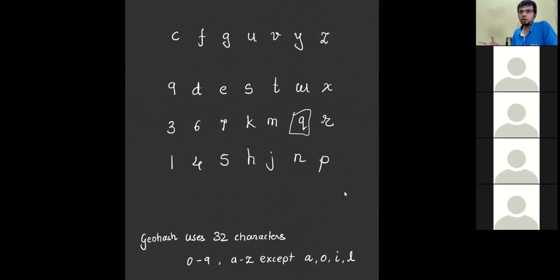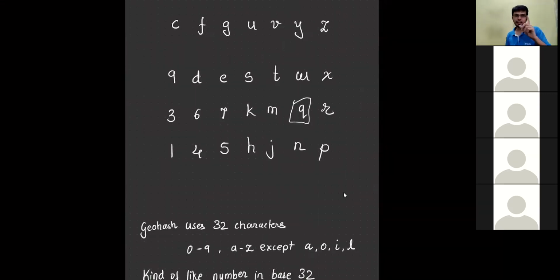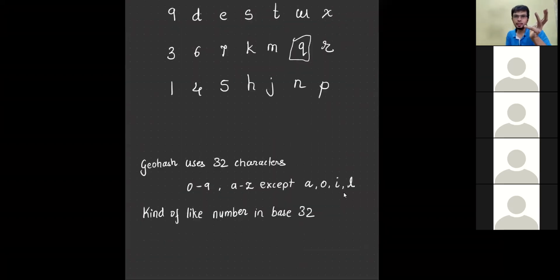Instead, what actual geocode does is it splits the region into 32 blocks and assigns each block a character. So let's say C is the top left of the block, and P is the bottom right of the block. Every time we split the region into these 32 pieces, and depending on where my point is, we pick that character. It uses 32 characters, 0 to 9 and A to Z except A, O, I, and L.